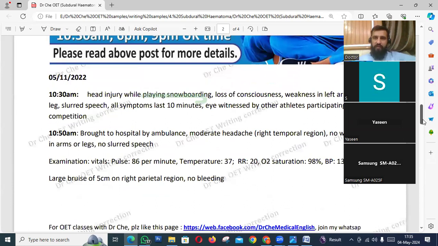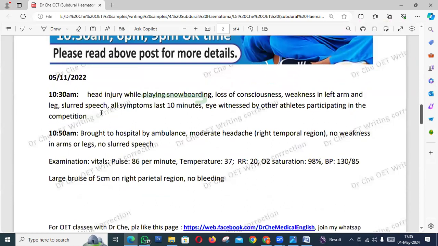Now you have the first date. Here everything is important almost. Okay. Patient had a head injury, loss of consciousness, weakness in left arm and leg, slurred speech, duration of symptoms. Then you will say what happened at the next time on this date. I mean at this time.